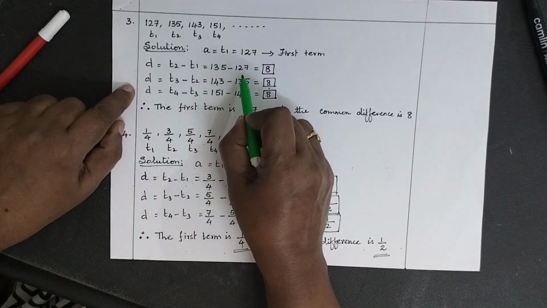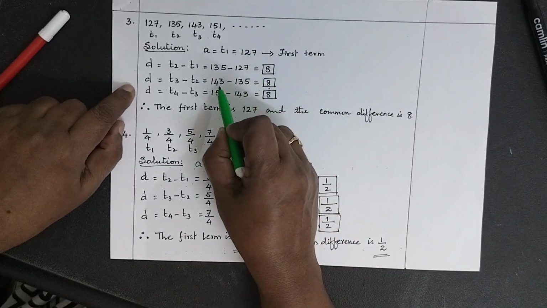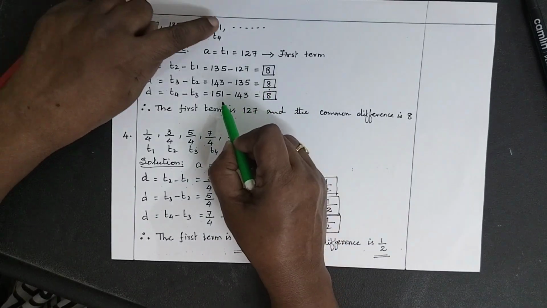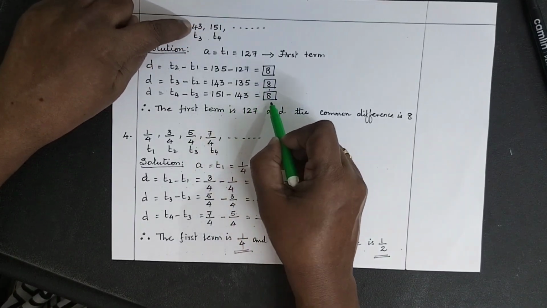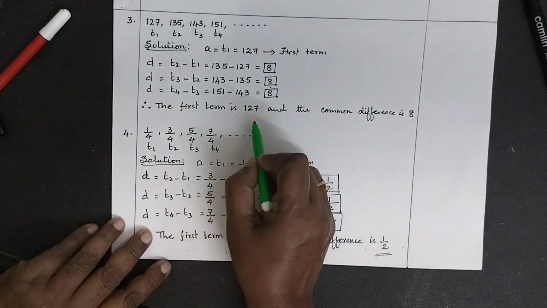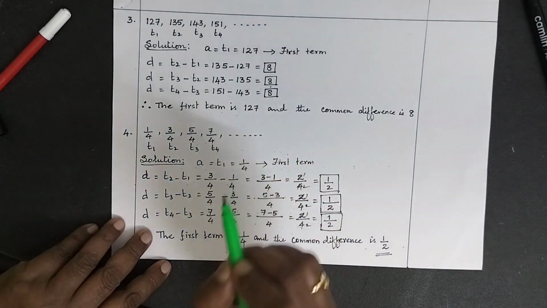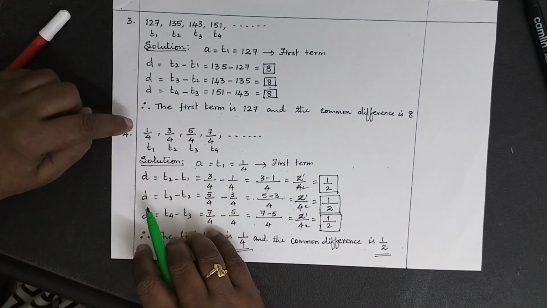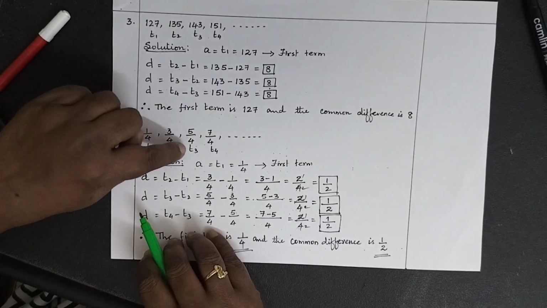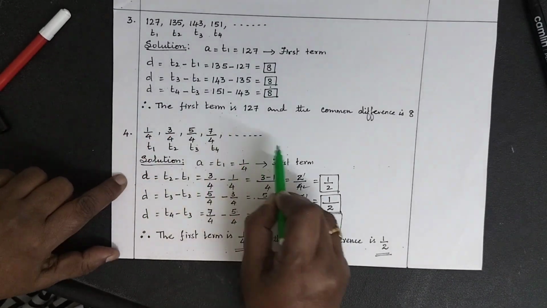So 135 minus 127, which is 8. 143 minus 135, that is also 8. 151 minus 143, that is also 8. Therefore, the common difference is 8 and the first term is what? 127. Now, the last sum is 1 by 4, 3 by 4, 5 by 4, 7 by 4, etc.